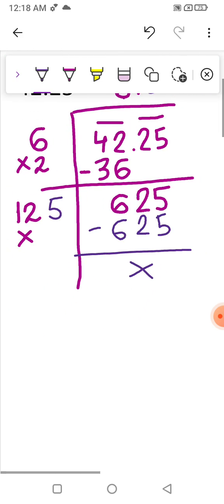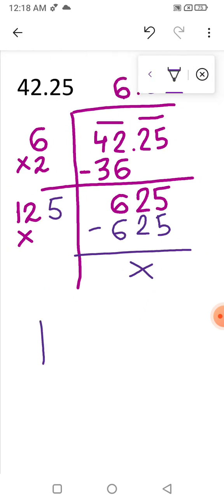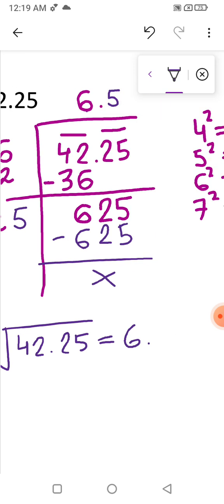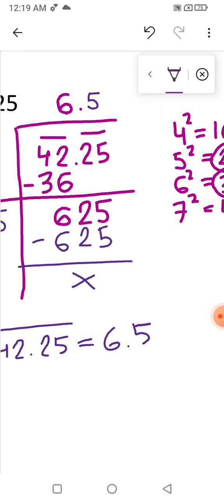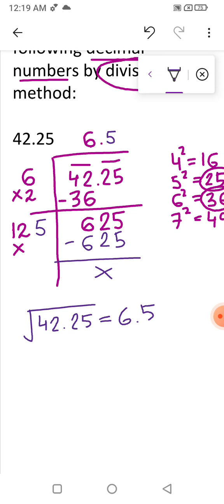The answer becomes: the square root of 42.25 is equal to 6.5. Now we'll move to the next question. See, it's a huge number, 5.774409. We will follow the same steps.